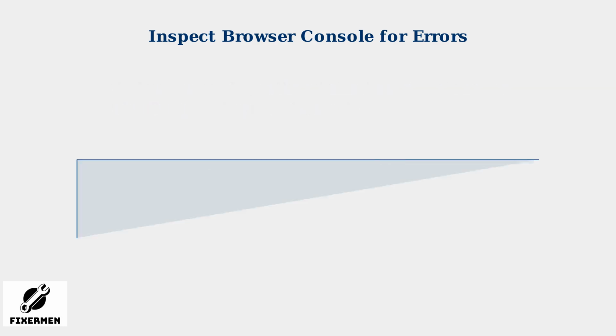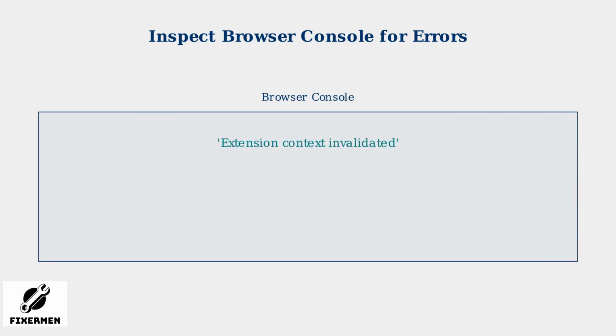To open the browser console, press the keyboard shortcut. On Windows or Linux, use Ctrl, Shift, and J together. On Mac, use Command, Option, and J. Once the console opens, look for any error messages related to Bongo Cat. Common errors include extension context invalidated or audio capture failed.